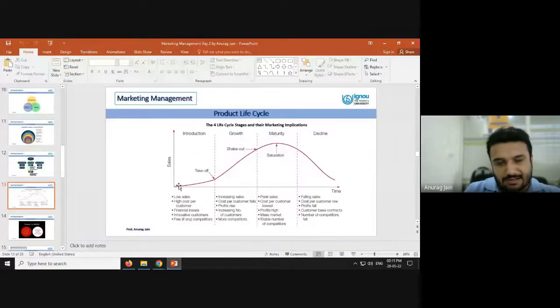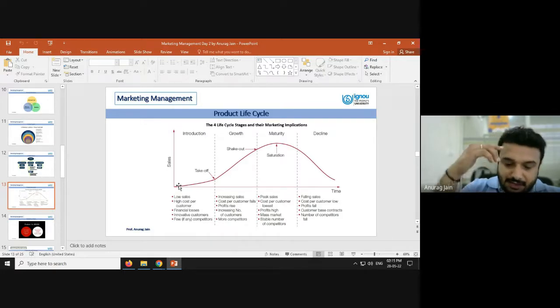So what is the concept of this product life cycle? See, as human beings have a life, similarly each and every product has its own life. They come in the market, then they gain some success, they struggle for some time, they gain some success, then again they struggle and they go out of the market, and it happens. So there are majorly four life cycle stages as per the marketing implications.